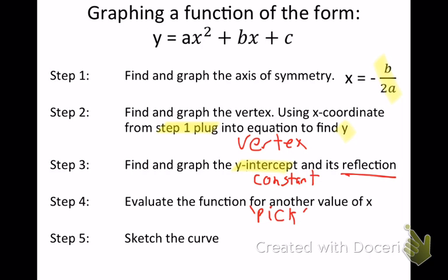Now, when I go to pick it, there's obviously going to be some values that are better than others. What's always a good value of x to evaluate for? 1 is always a good one. 2 is always a good one. Would 0 be a good value to pick? I can't pick 0. Why, Drew? Because 0 actually gets me my y-intercept, which is my constant. So you can't pick 0 because it's already used, because that's always going to be my constant or my y-intercept. And then last but not least, I'm going to sketch the curve.